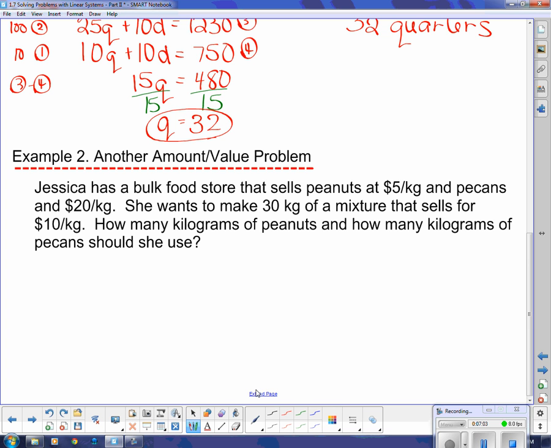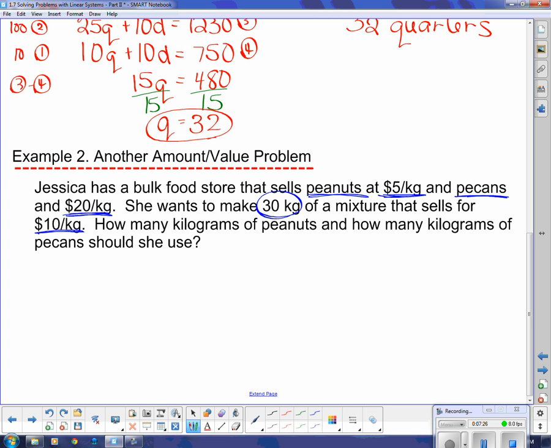Okay, so the information we have: peanuts are $5 per kilogram and pecans are $20 per kilogram. And she wants to make 30 kilograms, that's important. And she wants to sell those 30 kilograms for $10 per kilogram.